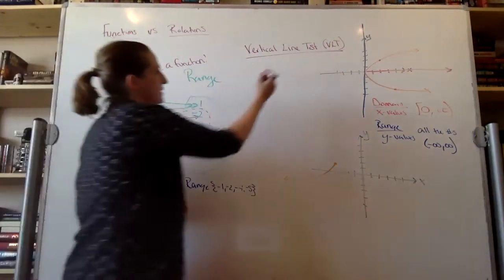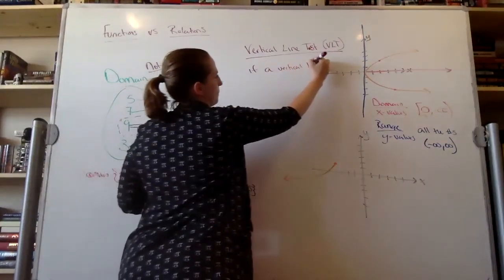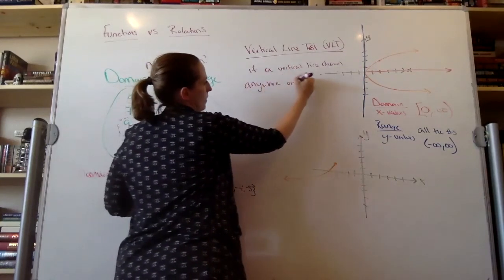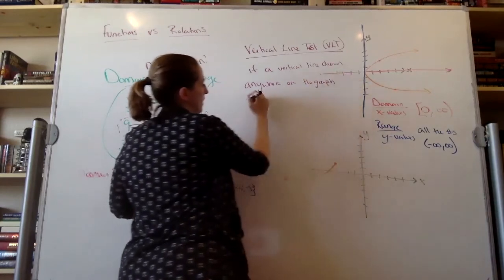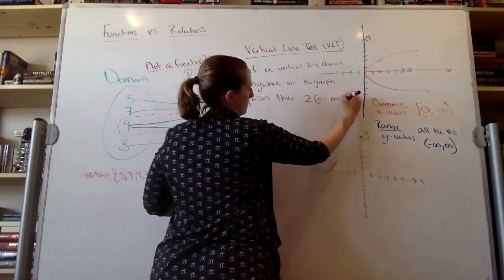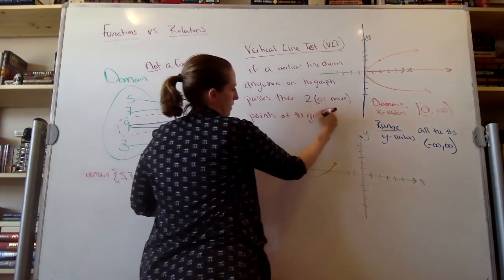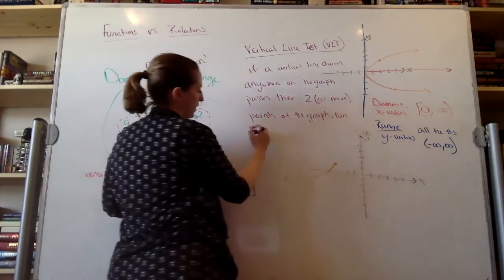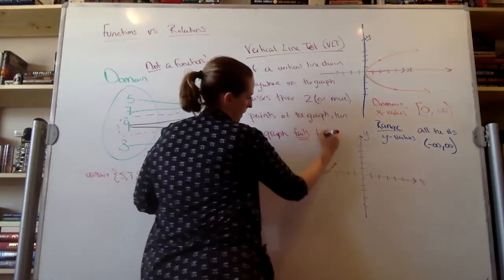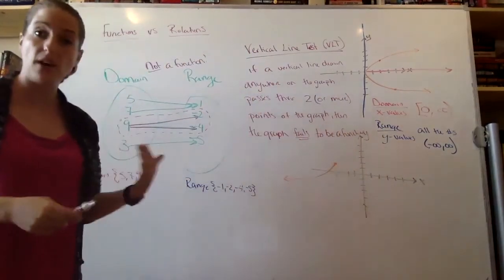The vertical line test basically says if a vertical line, straight up and down, drawn anywhere on the graph, passes through 2 or more points of the graph, we don't know if it's a function. Then the graph fails to be a function.